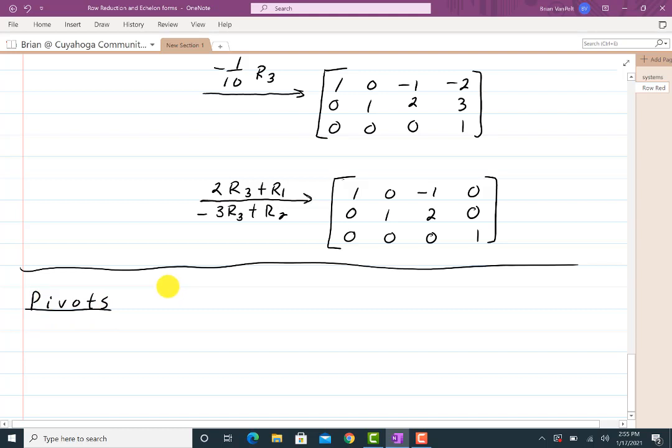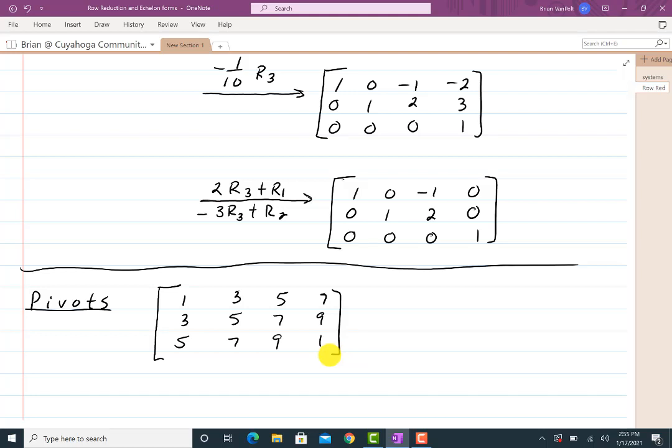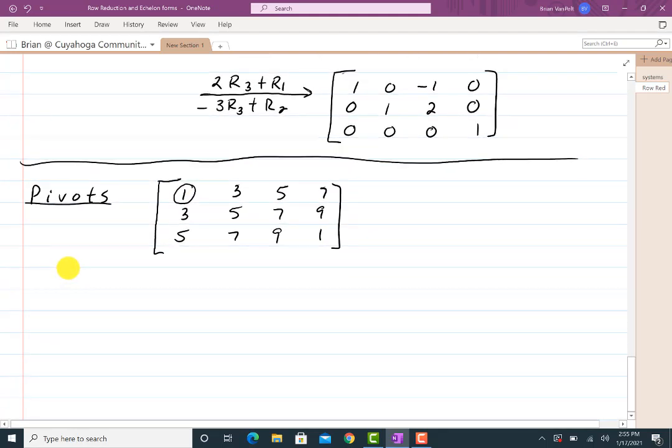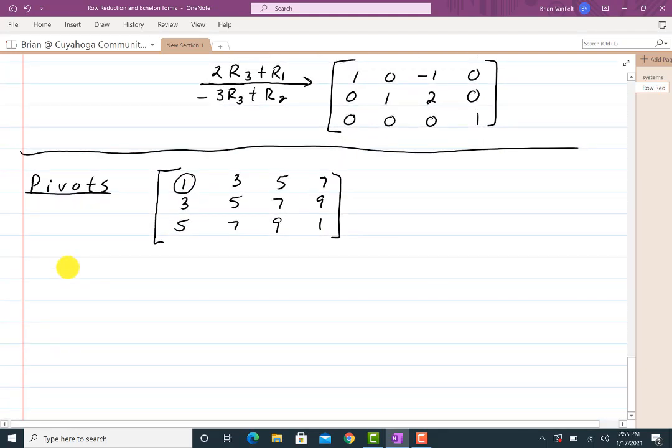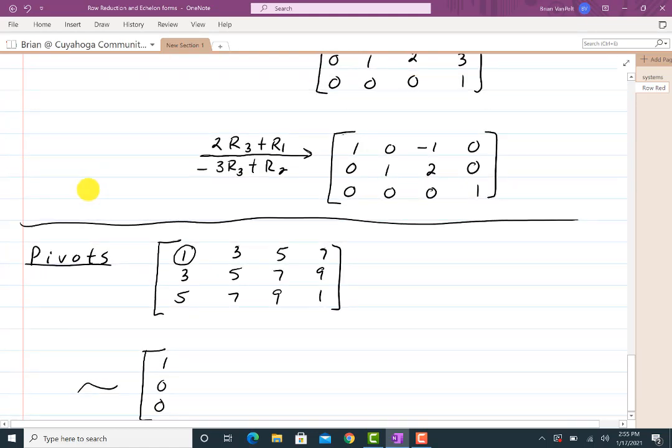Let's go back to the start again. And let's look at the very first thing that we did to try to clean this stuff out. The first thing we did was we took this one, I'm circling it, and we used it to clear out all of the members that were below it. So we ended up with something like this when it was done.